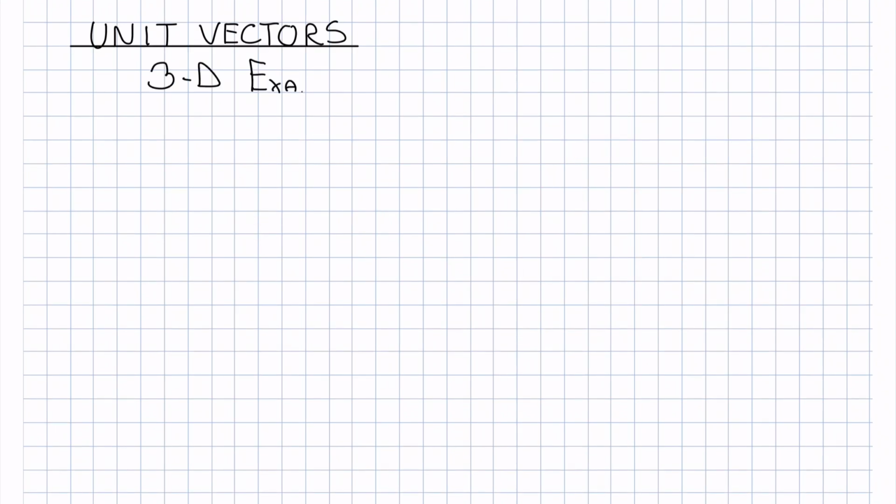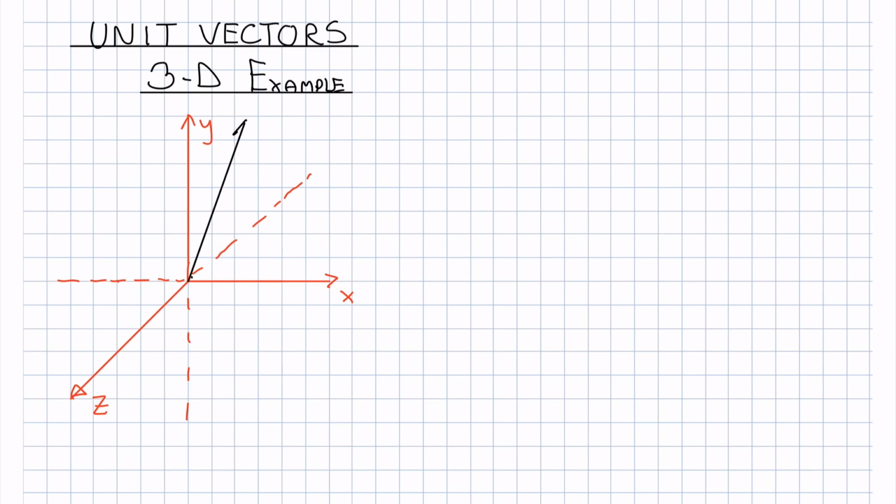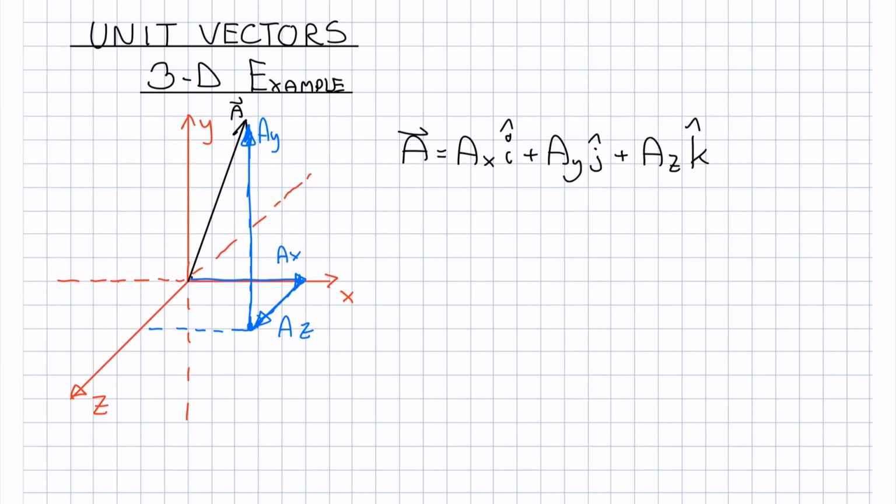I'll just show you quickly that you can do it in 3D as well. In 3 dimensions, here's our 3D coordinate system, a vector A is drawn on it like this. As I can show with the lines on my drawing, a vector A that's 3-dimensional will have 3 components, ax, ay, and az. So in component form, you'd write it like this. A is equal to ax i hat plus ay j hat plus az k hat.